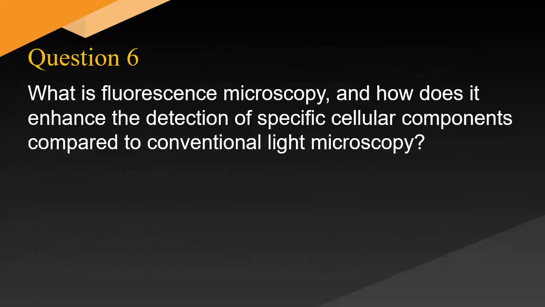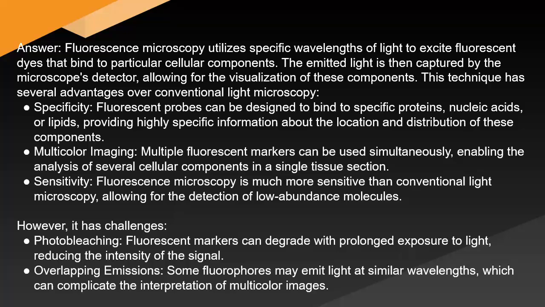What is fluorescence microscopy, and how does it enhance the detection of specific cellular components compared to conventional light microscopy? Answer. Fluorescence microscopy utilizes specific wavelengths of light to excite fluorescent dyes that bind to particular cellular components. The emitted light is then captured by the microscope's detector, allowing for the visualization of these components. This technique has several advantages over conventional light microscopy.